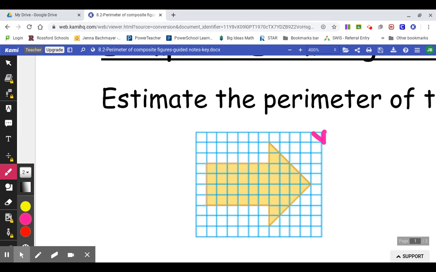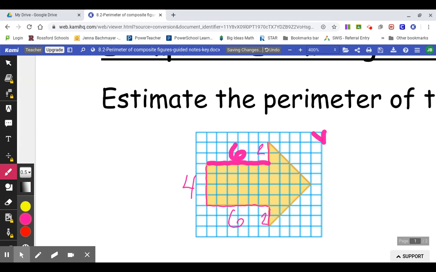So along the side, I have 1, 2, 3, 4, 5, 6. So I have 6 units here. We have 1, 2, 3, 4 along this way. 1, 2, 3, 4, 5, 6 here. Now this is where a lot of people forget to count. We need to count from here down to the corner. So that's 2. And we have that happening up here at the top. 1, 2.